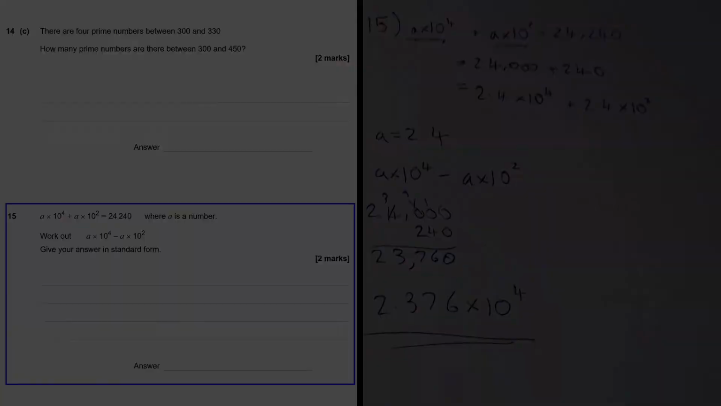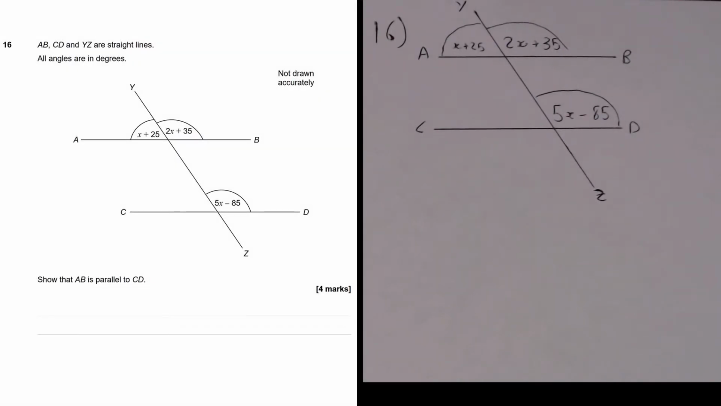And that's the answer. In question 16, we are given that AB, CD and YZ are straight lines. We are told that all angles are in degrees. The question asks us to show that AB is parallel to CD. In other words, this line here is parallel to that line there. So how can we do that? Well, if they're parallel, then this angle should be equal to that angle. This is the corresponding angles rule. So how can we show that?